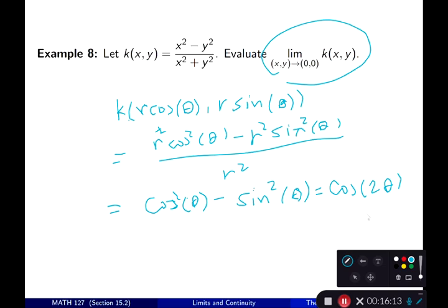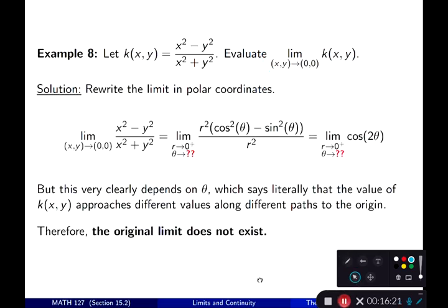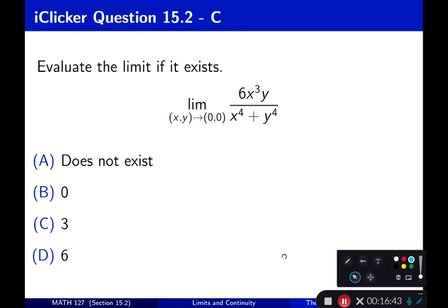And even though this function was bounded, because there wasn't any squeeze theorem, not multiplied by 0, it didn't work. So how do we phrase this? We phrase it as: this limit depends on theta, which just says that the limit depends on which direction you're coming from. The limit does not exist. So let's do iClicker question 15.2.